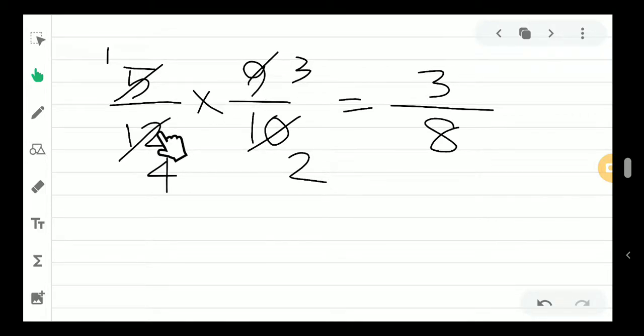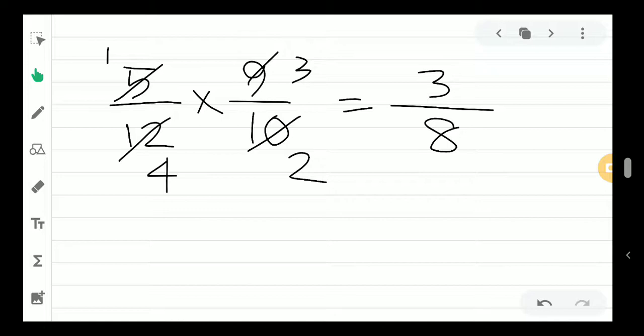After the cancellation, we cancelled this 5 and 10, and we cancel this 9 and 12. How do we cancel this 9 and 12? You can see both 9 and 12 can be divided by 3, yes or no? So by 3 we cancel them. 3 4 times is 12, and 3 3 times is 9. So this way we are getting 2 and 3. So 3 1s is 3, and 4 2s are 8.